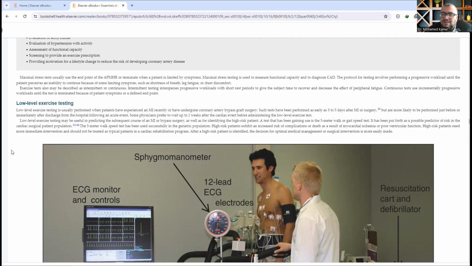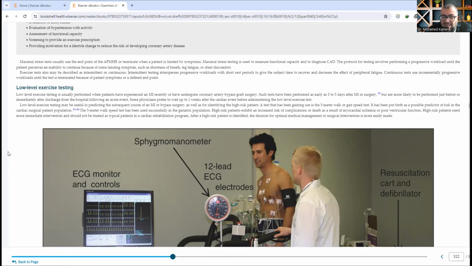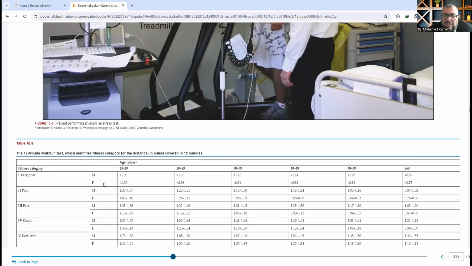We have different categories of patients, as we discussed before. A healthy individual who is participating in sport and just coming for exercise testing. Somebody who had a myocardial infarction or cardiac surgery like bypass graft. And high-risk cardiac patients who will most often get some complications. This book is suggesting that the 5-meter walk or speed test might be a good low-level exercise test for this population of patients.